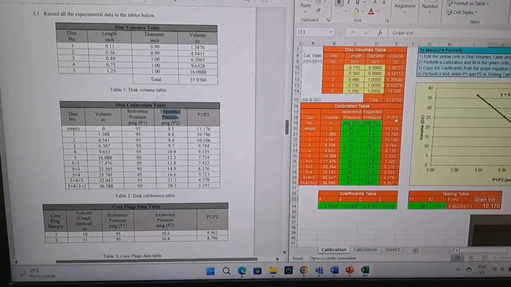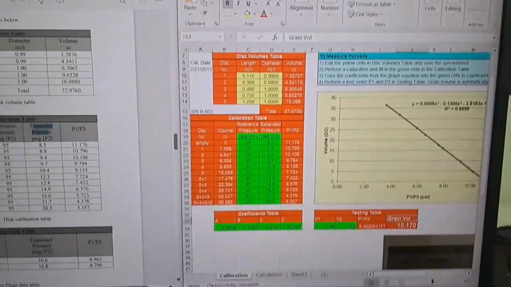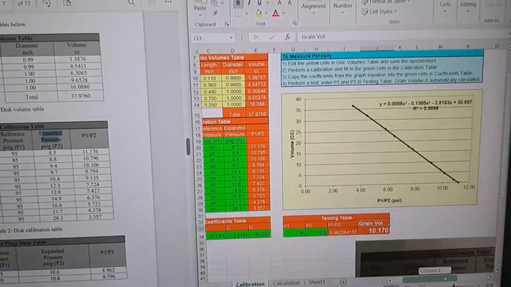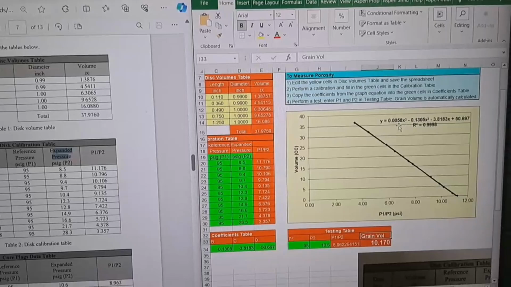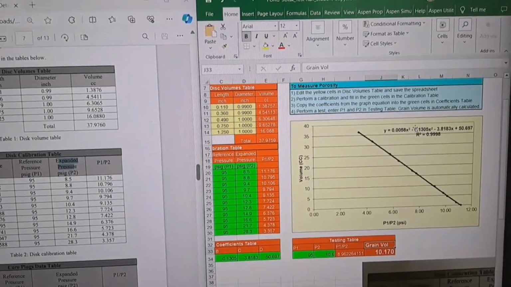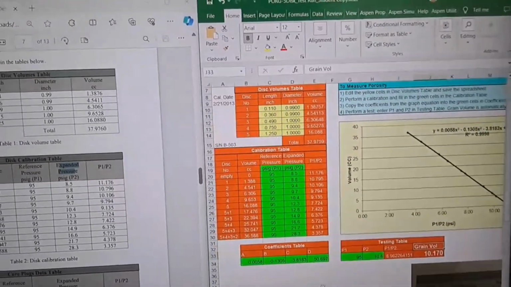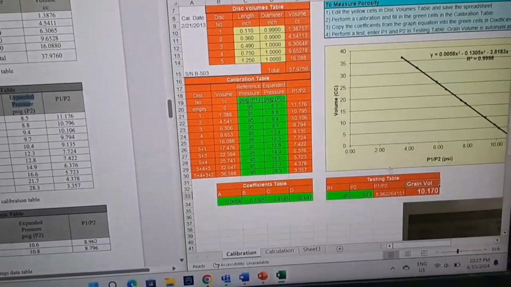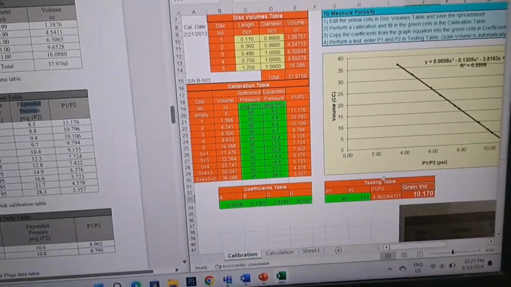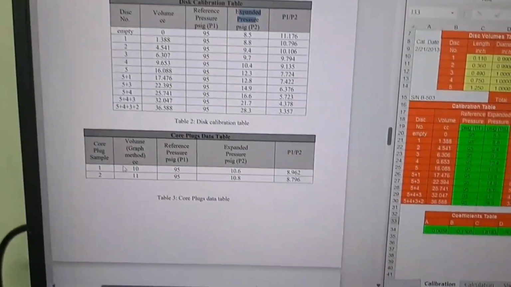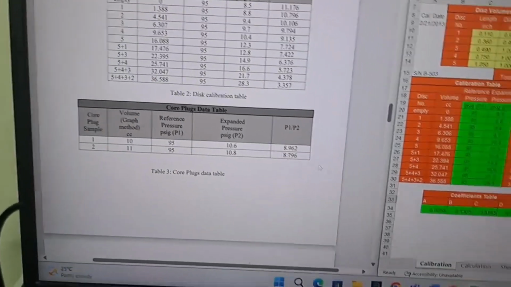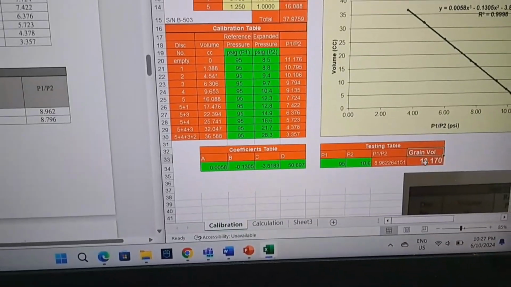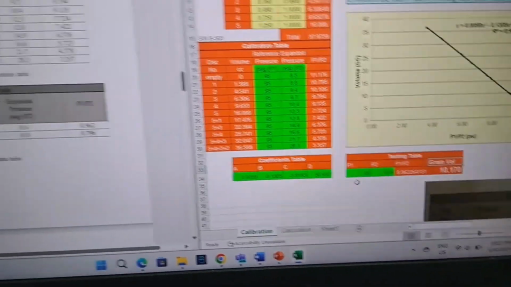also will calculate for you the P1 over P2, and it also will draw this graph for you and tell you the equation of it. And you take this coefficient, this 4 coefficient here, and input to the coefficient table, and you get what you need, the testing table set up. Next, you just put the data from this core flux data table into this testing table. You will get the grain volume you want.